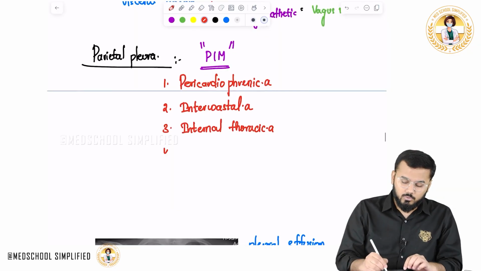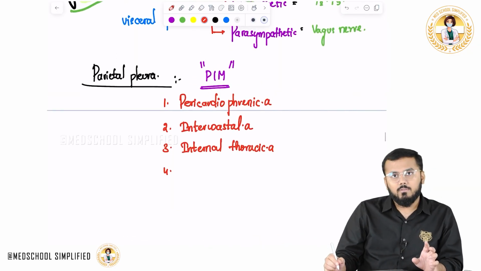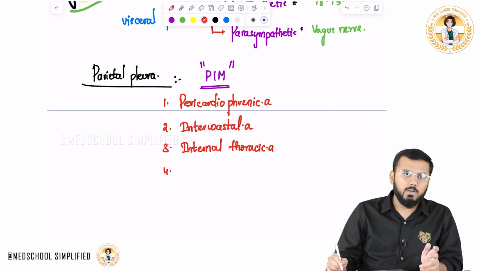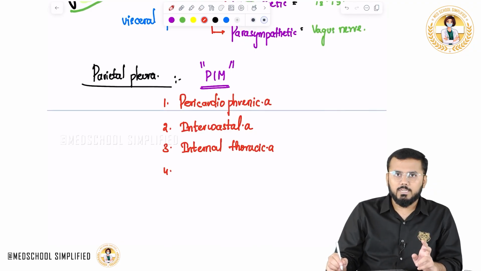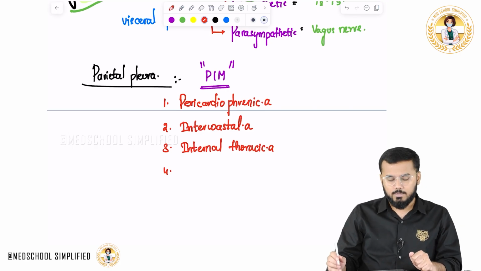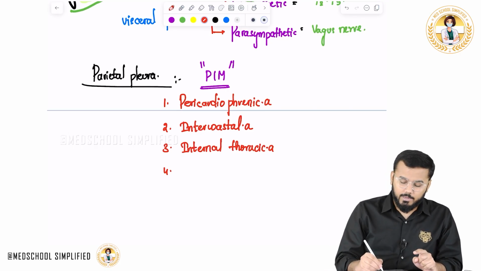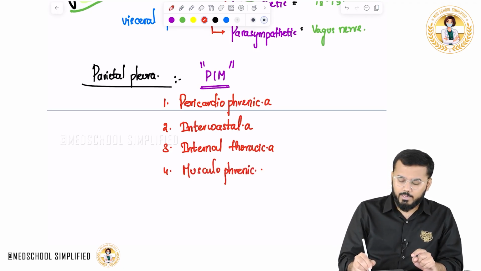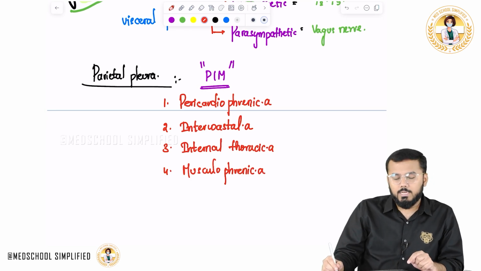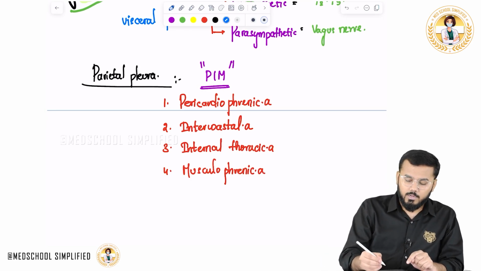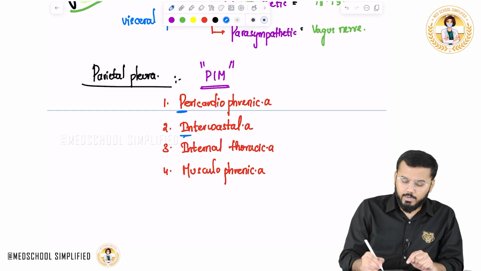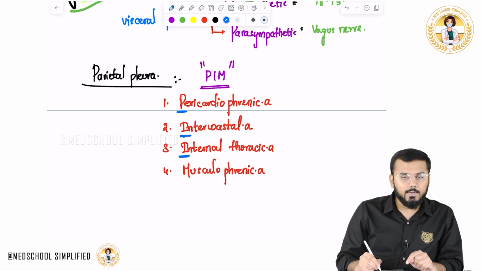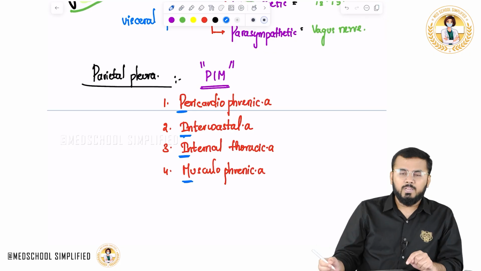Some pictures are worth drawing because I have to explain the structures, the relations and all. For those I'll draw the pictures, but for everything pictures are not necessary, right? So PIM, M stands for musculophrenic artery. So what are the 4 important arteries you have got? The pericardiophrenic, intercostal, internal thoracic and musculophrenic artery.